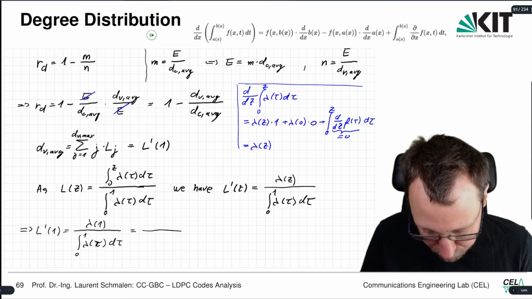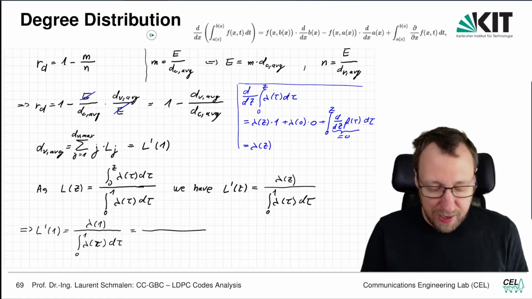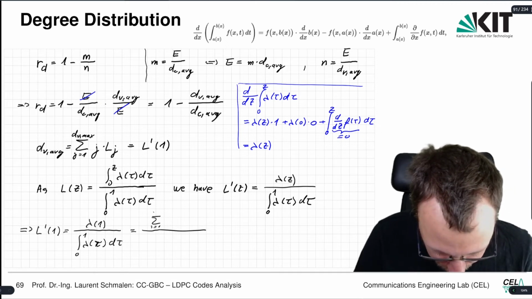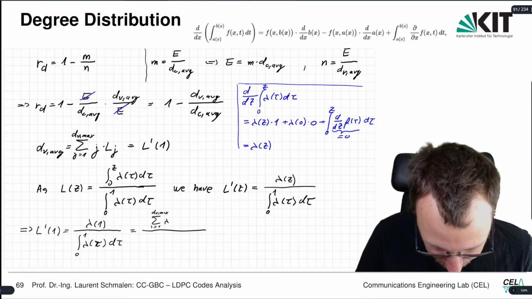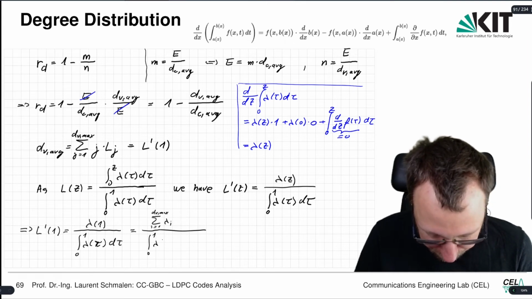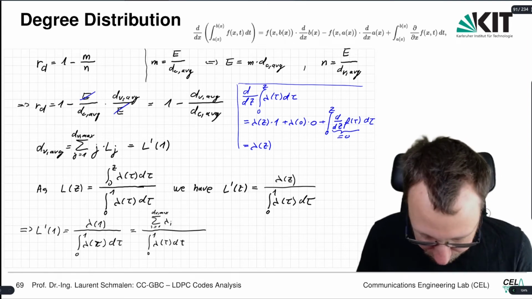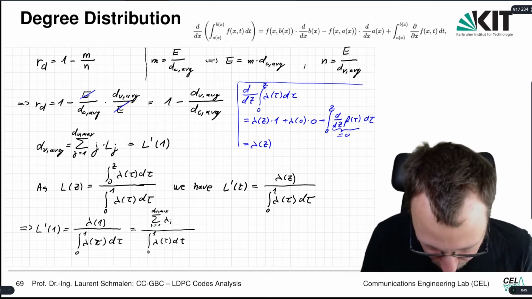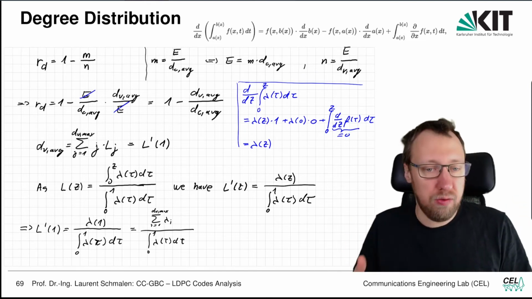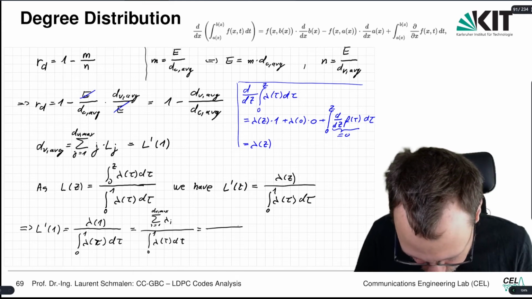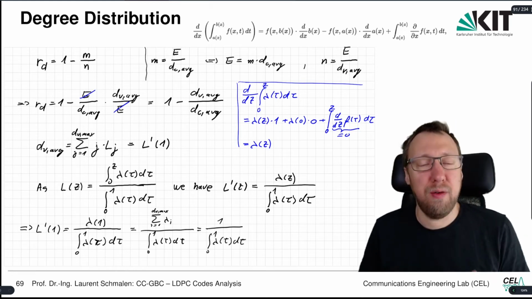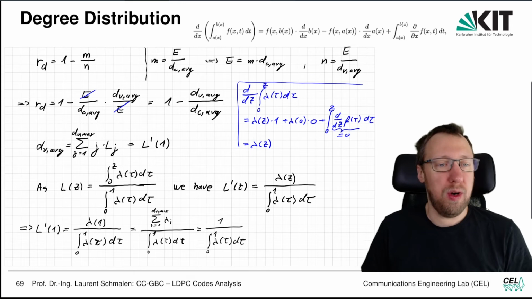Lambda 1 is nothing else than the sum from 1 to dV max of lambda i, divided by the integral from 0 to 1 of lambda tau d tau. And we know the lambda i's, they are fractions. The sum over all the fractions is equal to 1. So this is equal to 1 divided by the integral of lambda tau d tau evaluated between 0 and 1, which is what we wanted to prove.